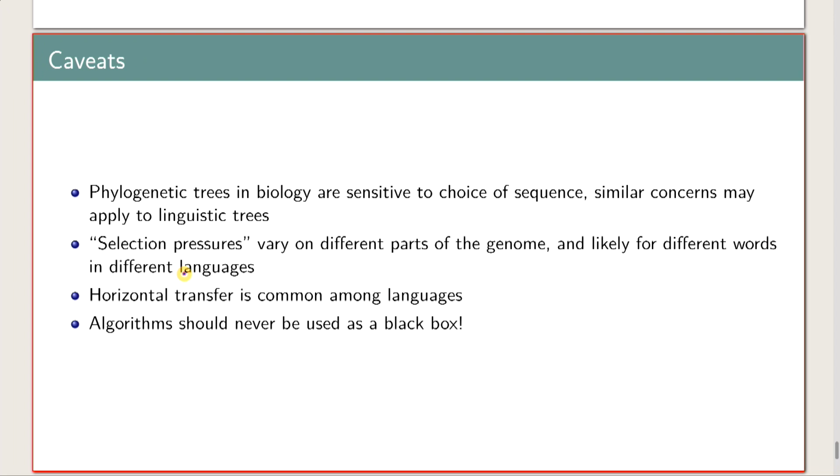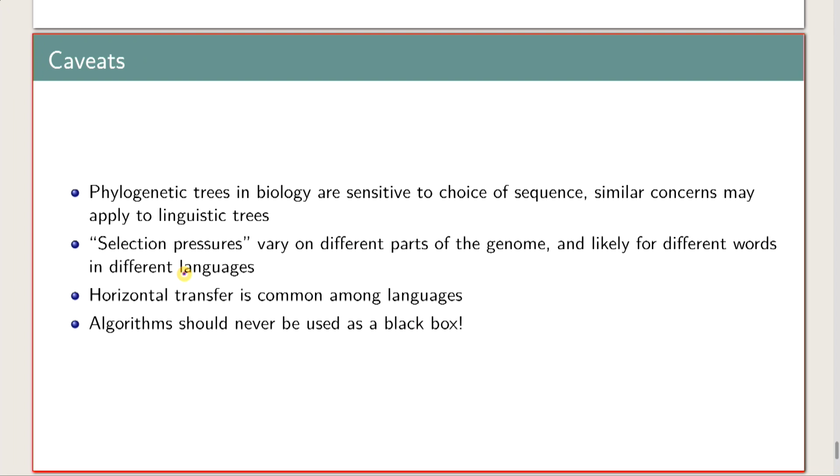So these are the caveats. In biology, phylogenetics are very sensitive, and if you look at published trees, for example of yeast species, you'll find that papers published 5 years apart might have very different trees for some regions. We might have similar concerns for linguistic trees. The choice of your corpus might be very important.